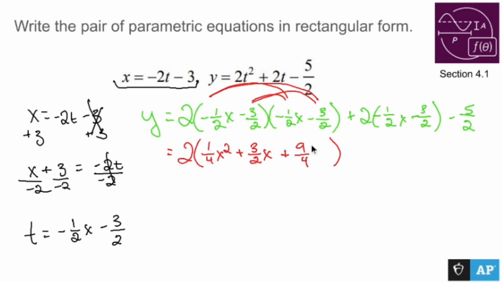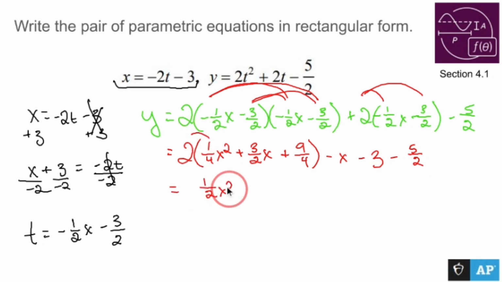So let's scooch this over. So that's minus x. That's minus 3 minus 5 over 2. All right. You're going to equal 1/2 x squared plus 3x plus 9 over 2 minus x.